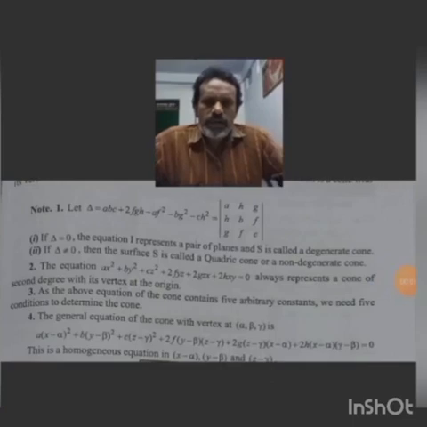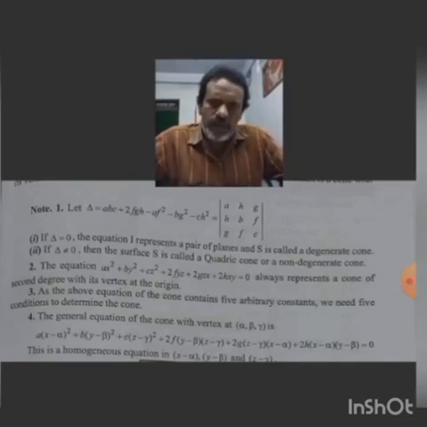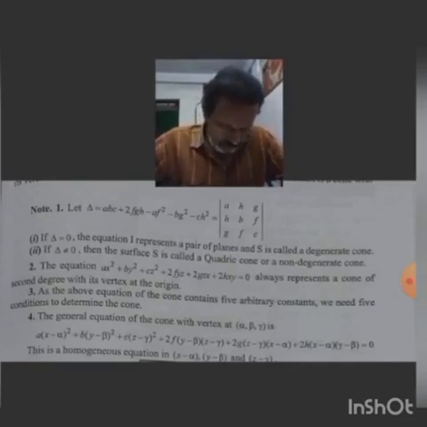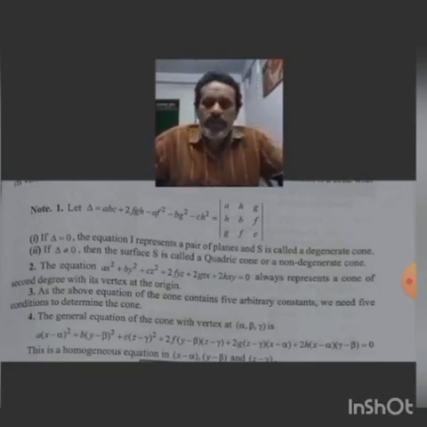Discuss about the quadratic cones. I will give the general formula to represent a cone: ax square plus by square plus cz square plus 2fyz plus 2gzx plus 2hxy is equal to 0. This represents a cone with vertex origin, that means 0, 0, 0.